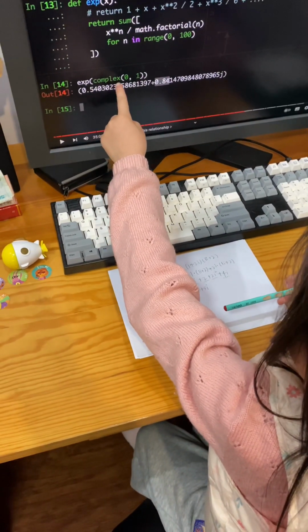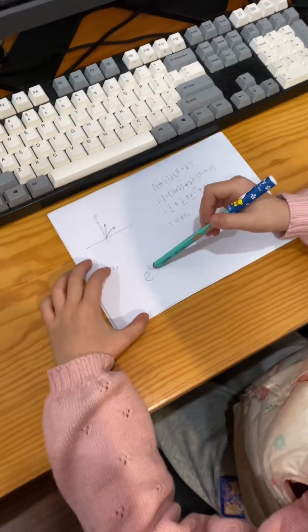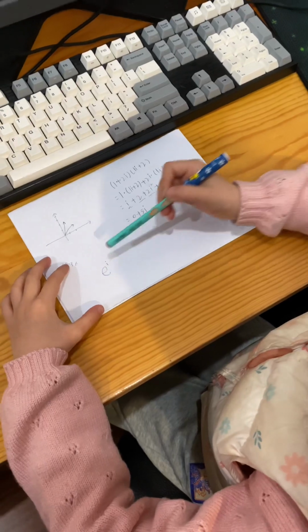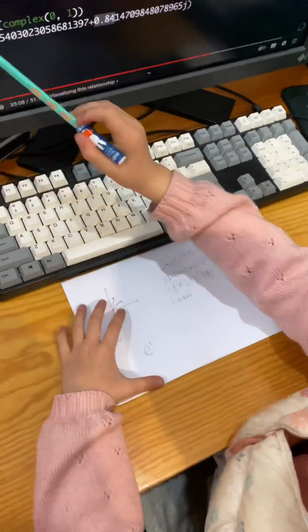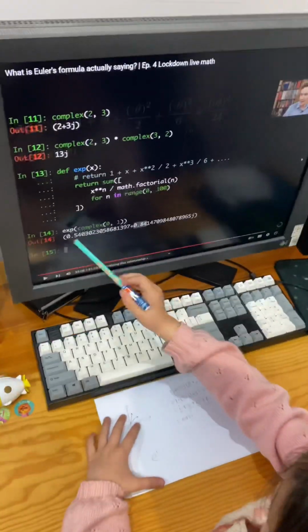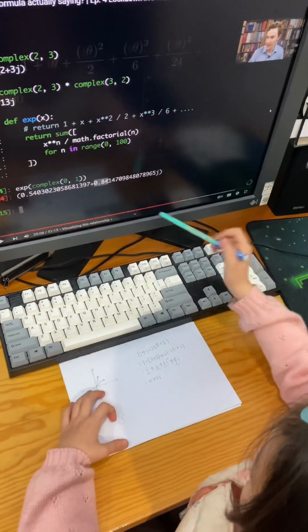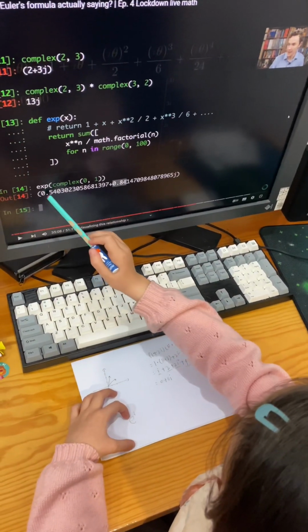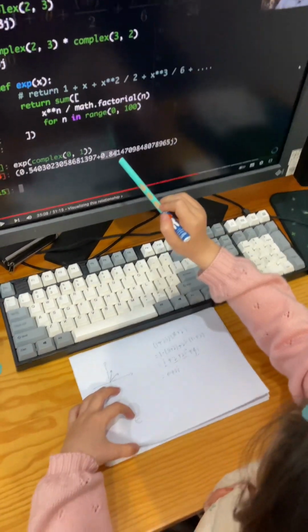Expansion complex 0, 1. This thing actually is e to the power i. Then you put the i in the expansion, then you get the result. It is this thing, and it has 2 parts. This part is the real part. This part is the imaginary part. And then you can call this one 0.54. This one is 0.84i.